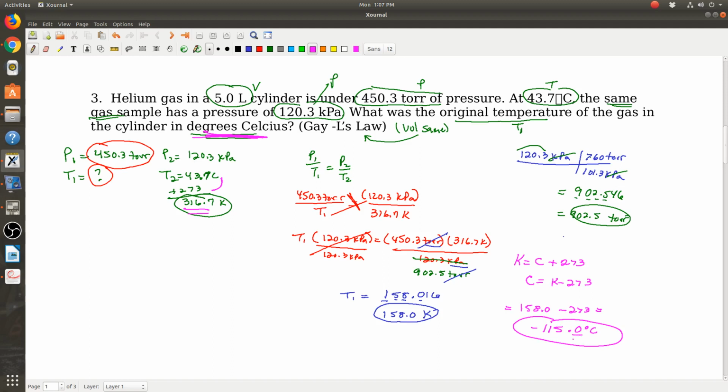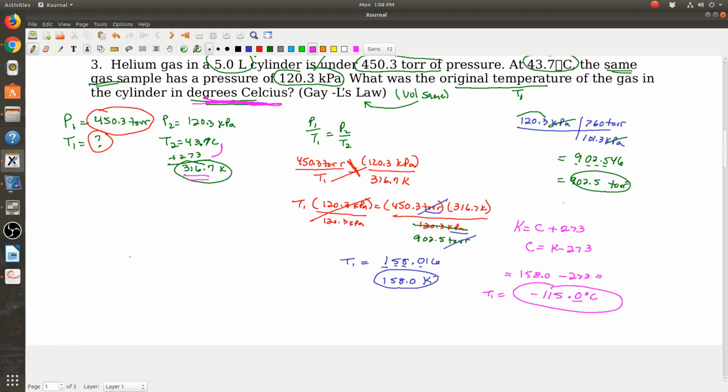It has to keep the decimal because 273 again is the definition. So this is the correct answer in the correct units. Be careful that you make sure you have the significant figures and your units taken care of. All right, let's move on.